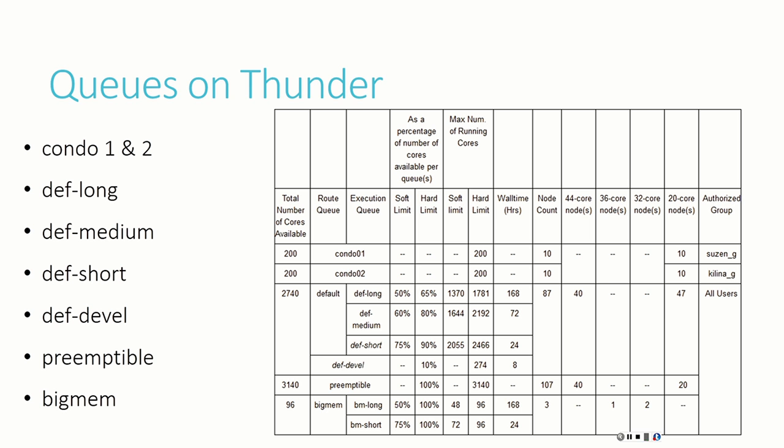And then we have preemptable, which is a queue where your job can be preempted. However, in exchange, you can use up to 100% of the cluster, depending on how free the cluster is. And then we have Big Mem, which has a terabyte of memory per node. So that's useful if you're running a job that needs a lot of memory.